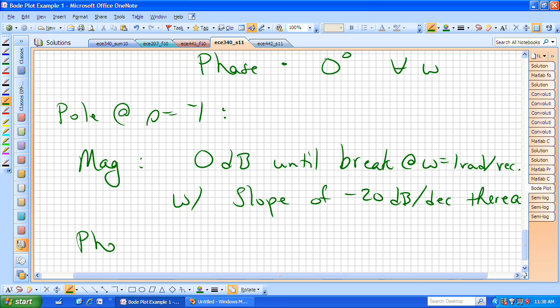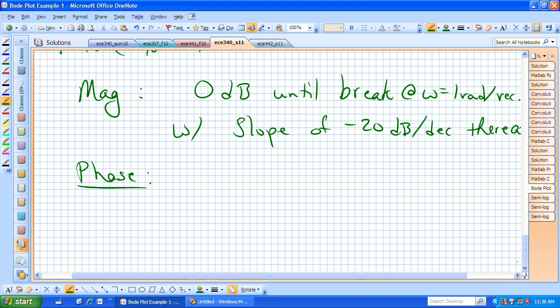The phase will kick in and kick off. I like to identify the kick in and the kick off frequency locations. The midpoint of that turning on and turning off actually occurs right at the break frequency. The turn on occurs a decade before the break. The turn off occurs a decade after the break.